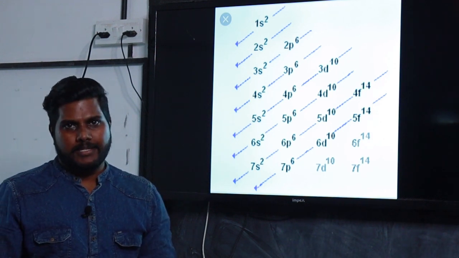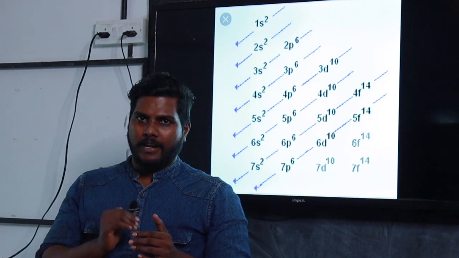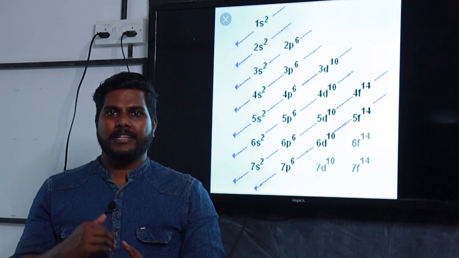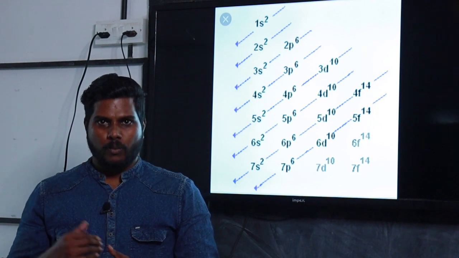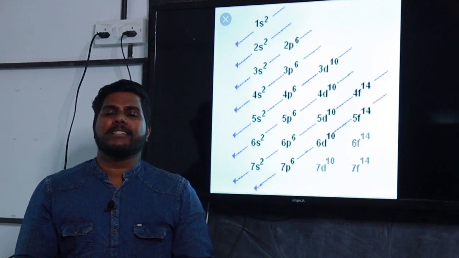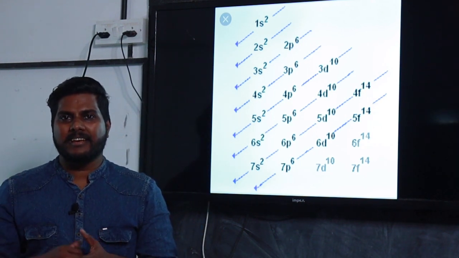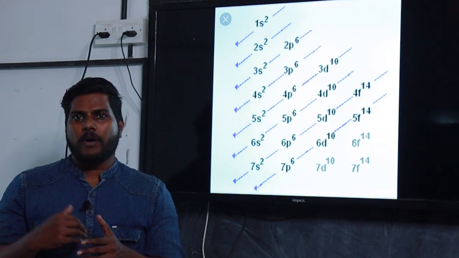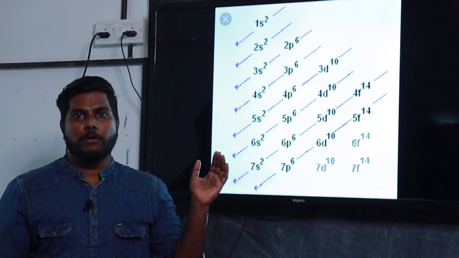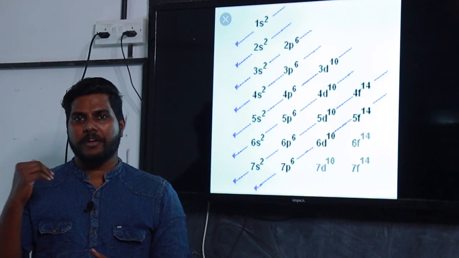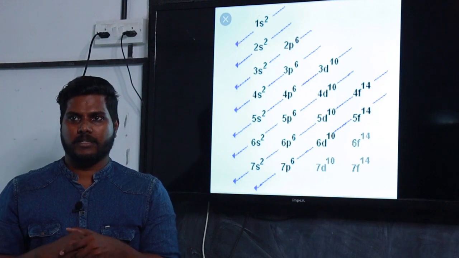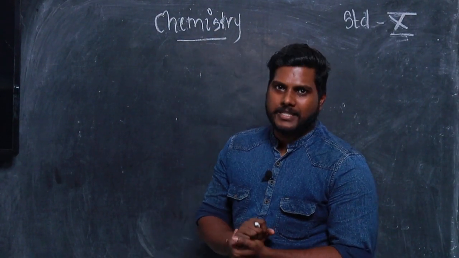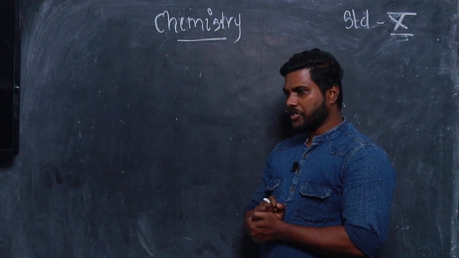The Aufbau principle says that electrons fill the subshells in order of increasing energy. Once more, electrons fill the subshells in order of increasing energy, that is the Aufbau principle. Now we want to check how to write the subshell electronic configuration of the elements. Let me start.